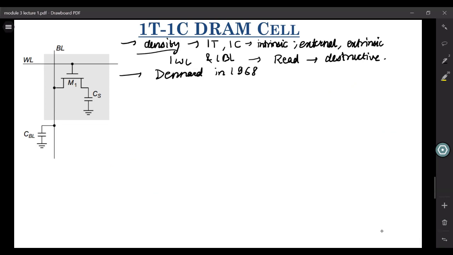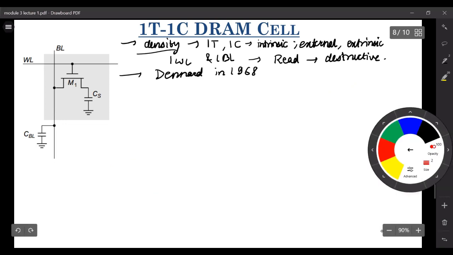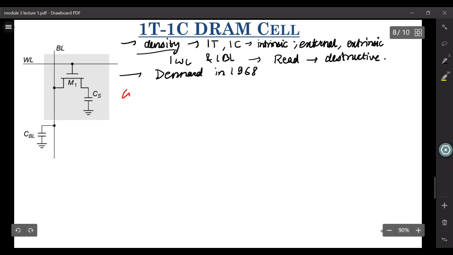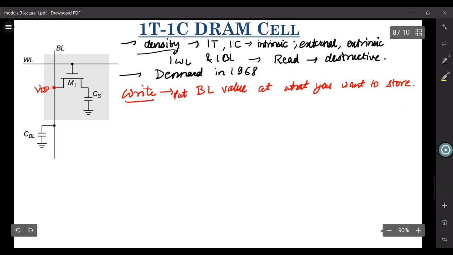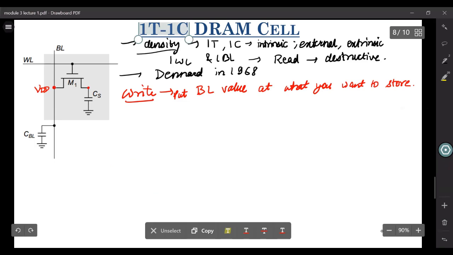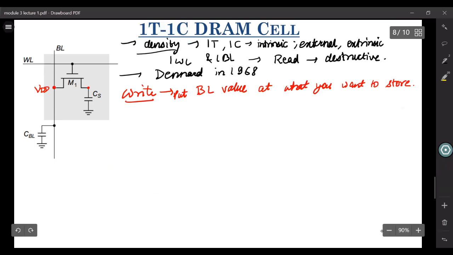Okay, so now let us look at the write operation over here. So for write, let us write the steps. So first, what we'll do is we put whatever value we want to store in this cell on this BL. So put the BL value at what you want to store. Let's say here also we want to store a VDD first. I mean, we want to store this VDD on this CS. So let us do that.